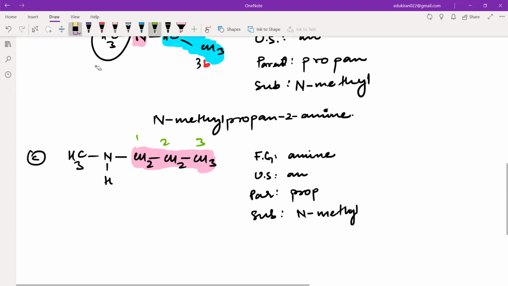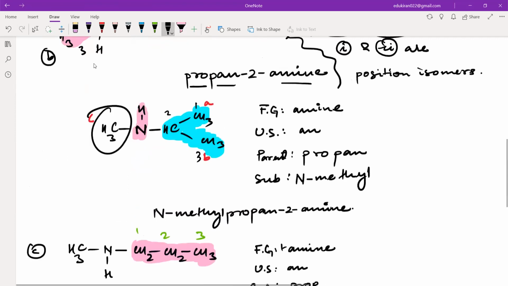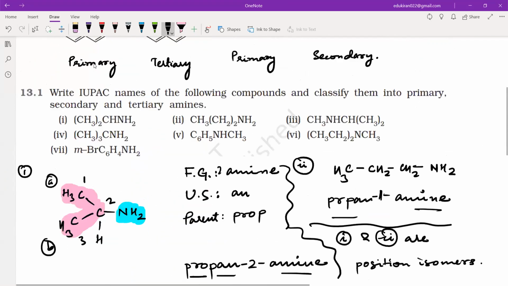You got it, Abir? Yes, sir. So this will be N-methyl propanamine. Okay. So what else do we have here?